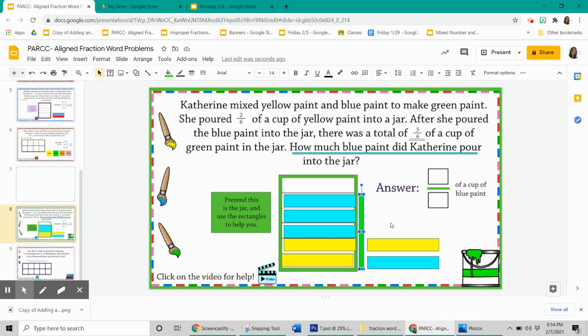But don't let these questions confuse you or stress you out. If you just draw a model, focus on what you do know, and that'll help you fill in the pieces. All right, so she put in 3/6 of a cup of blue paint. And to fill in those text boxes, all I did was click and then I started typing. And that's how we solved this word problem using a model.